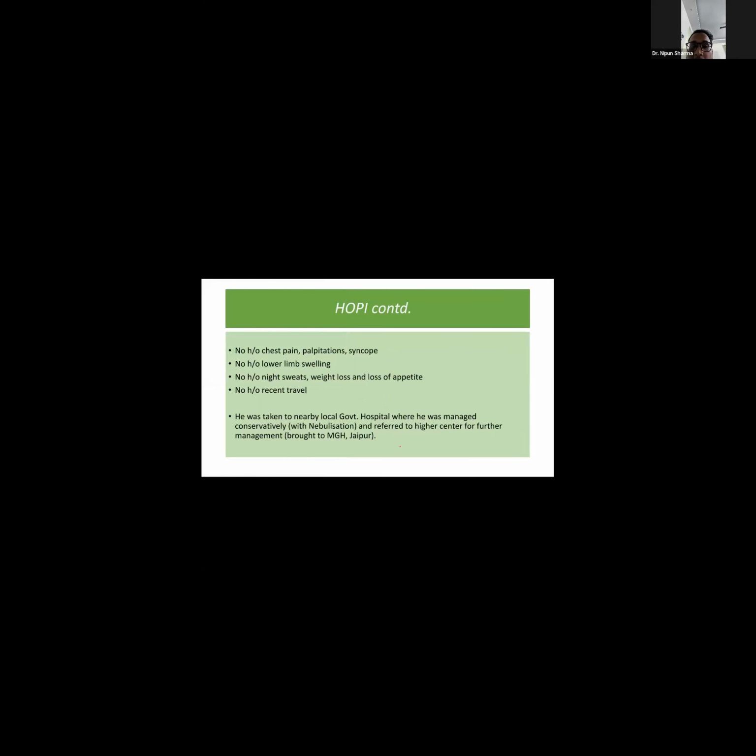No history of chest pain, palpitations, and syncope was there. No history of lower limb swelling. No history of night sweats, weight loss, and loss of appetite. No history of recent travel was there. He was taken to the nearby local government hospital where he was managed conservatively with nebulizations, and he was referred to a higher center for further management and brought to Mahatma Gandhi Hospital, Jaipur for further care.